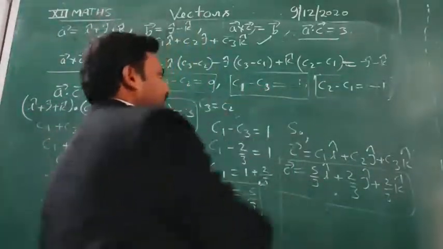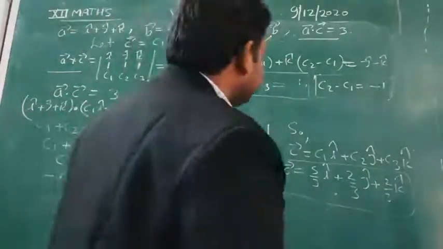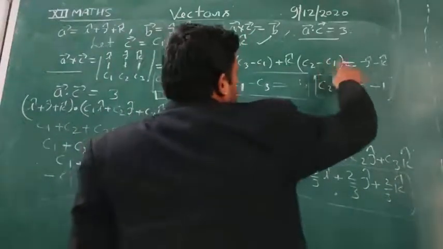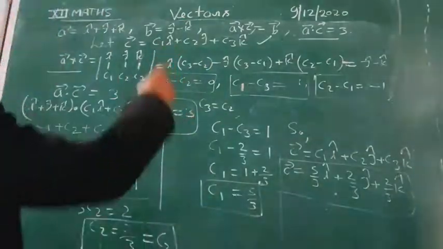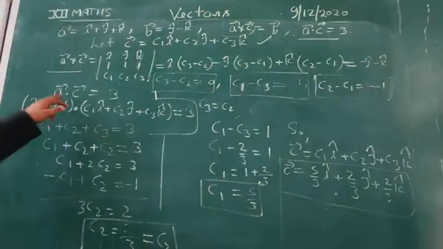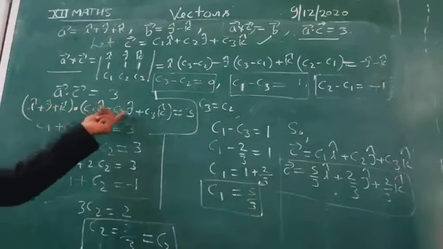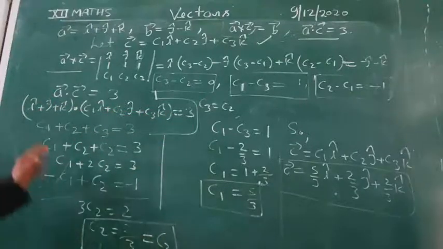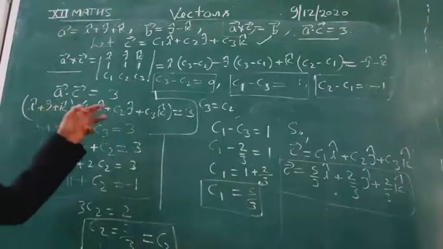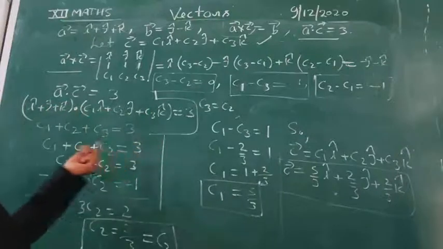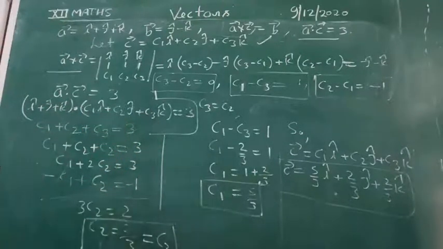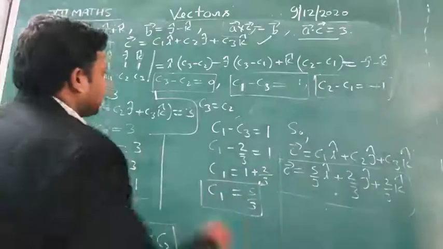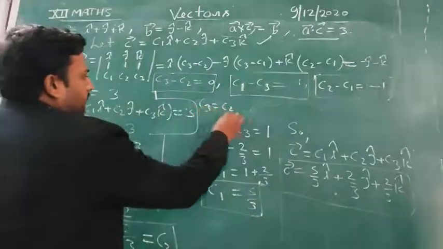So it will be 1. Now C2 minus C1 is minus 1. And the second condition is A dot C is 3. So A dot C is 3. Now i dot i is 1, j dot j is 1, k dot k is 1. So we get C1 plus C2 plus C3 is equal to, sorry, 3. Now from here we are saying that C3 is equal to C2.